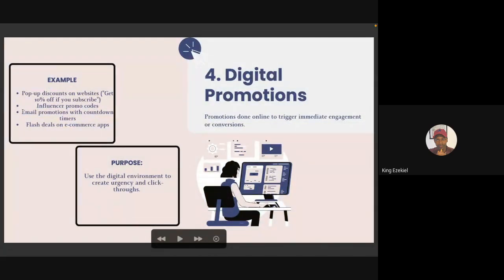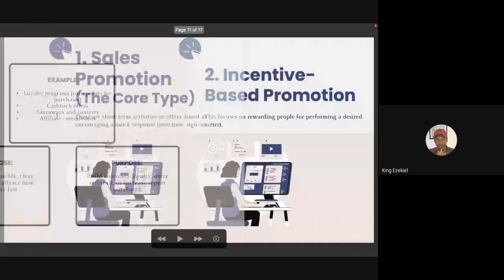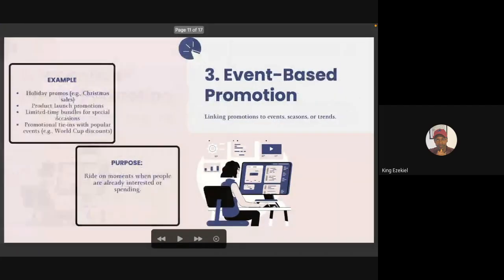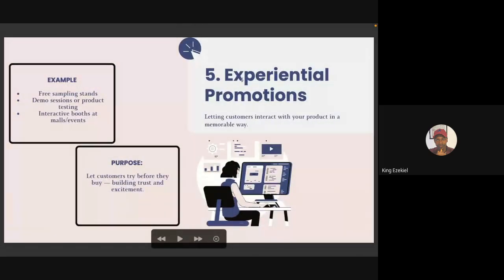So, email promotions with countdown timers. Some people use that on their websites to create urgency. Flash deals on e-commerce apps. So now you will notice that everything that I've mentioned, let me even mention the last one before I get to that. The last one is what? Experiential.